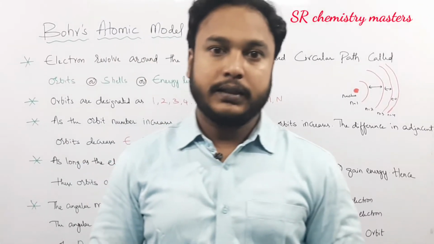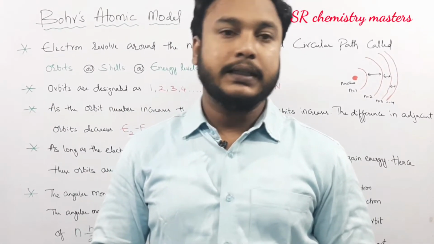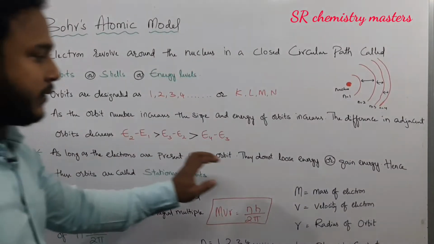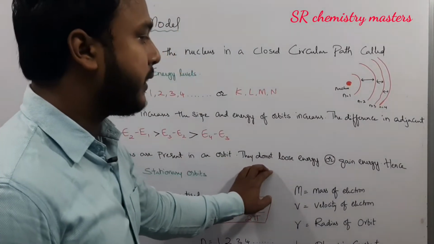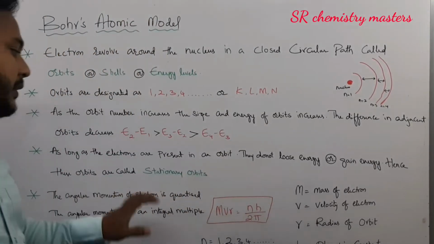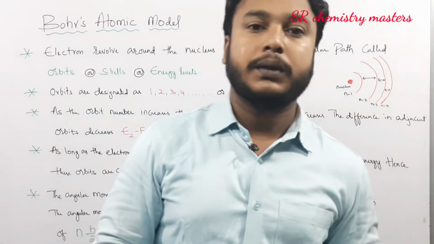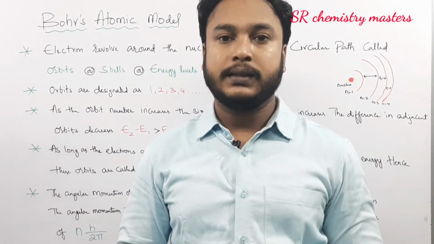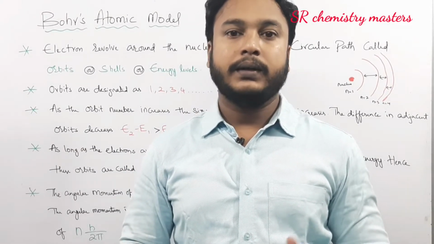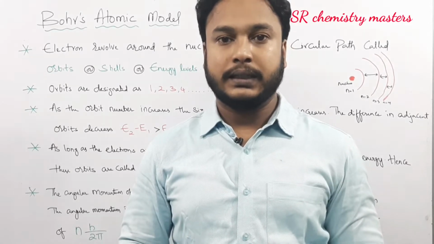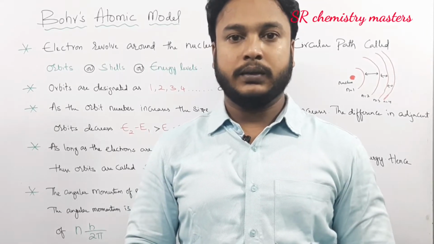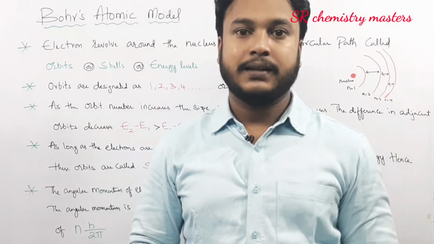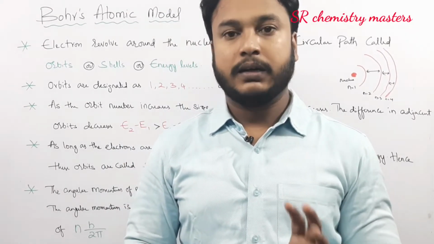The fourth postulate under Bohr's atomic model is that as long as the electron is present in an orbit, it does not lose energy or gain energy, hence these orbits are called stationary orbits. Remember, as long as the electron is in a particular orbit, it neither loses nor gains energy. When it is not gaining or losing energy, it will stay in that orbit only. So that orbit for that particular electron is considered a stationary orbit.